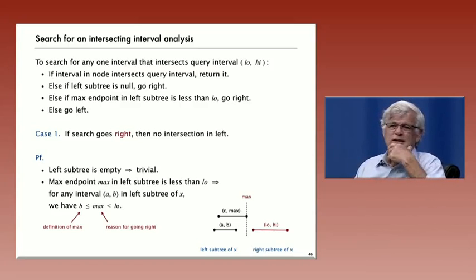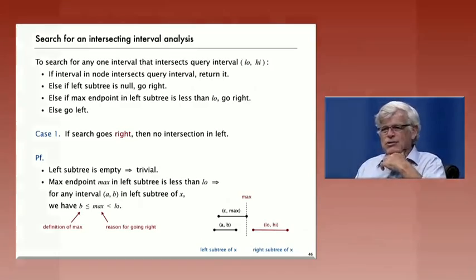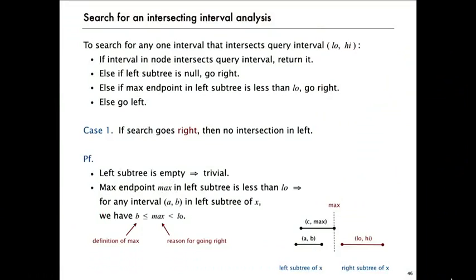Let's look at the cases that could happen. First thing is, if the search goes right, then there's no intersection in the left. That's easy to convince ourselves of just from what we did in the demo. Of course, if the left subtree is empty, there's no intersection there. But if the max endpoint in the left subtree is less than low, that means every interval in the left subtree has a max endpoint less than low, and so therefore it can't intersect. So if you go right, there's no intersection in the left. Any possible intersection would have to be in the right.